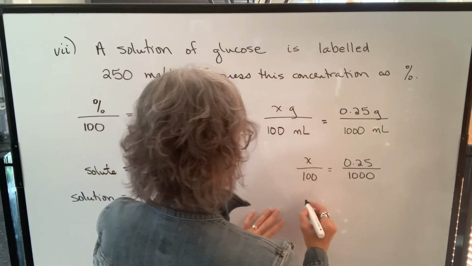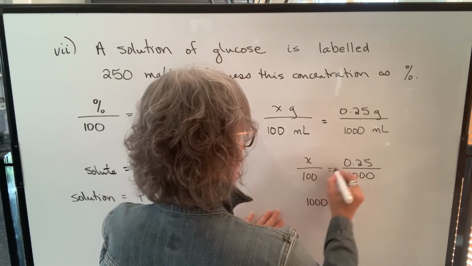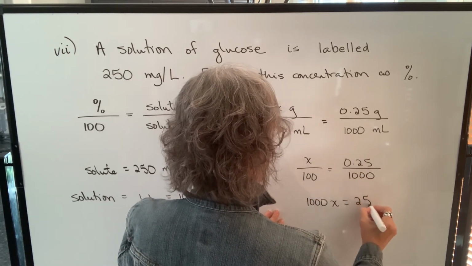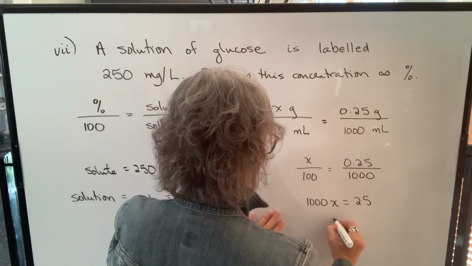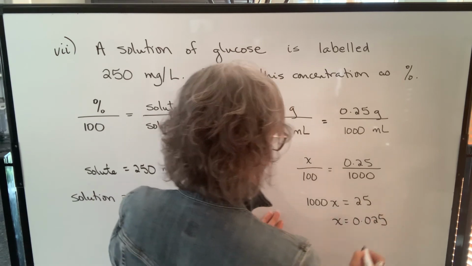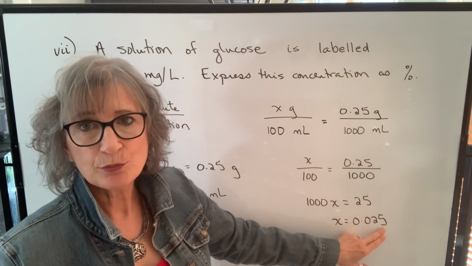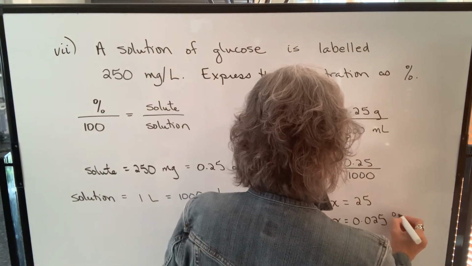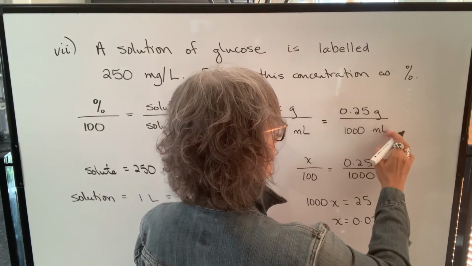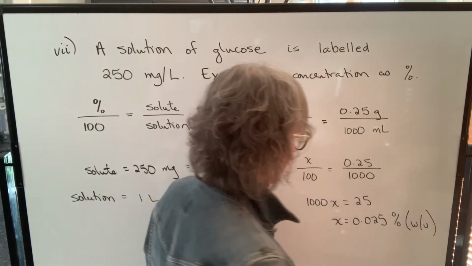Cross multiply 1,000 times x will equal 100 times 0.25, which is 25. To solve for x, divide both sides by 1,000. 25 divided by 1,000 is 0.025. X represents a percent. And we were working with mass per volume or weight per volume. So we should indicate that.